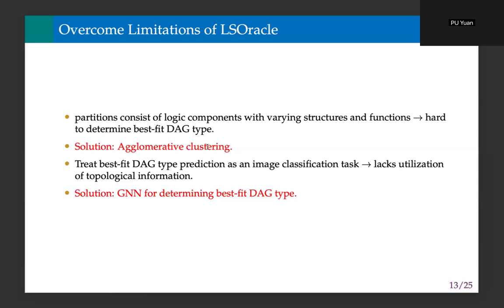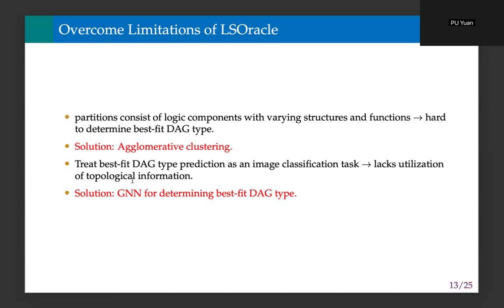So our solution is agglomerative clustering. That means we generate the subcircuits from bottom to up with the unique element as the initial cluster, right? And so for one initial cluster, it's treated as having complete functionality and structure. So when you use them as the elementary unit, you will guarantee that the subcircuits you generated will have the unique best fit DAG type.